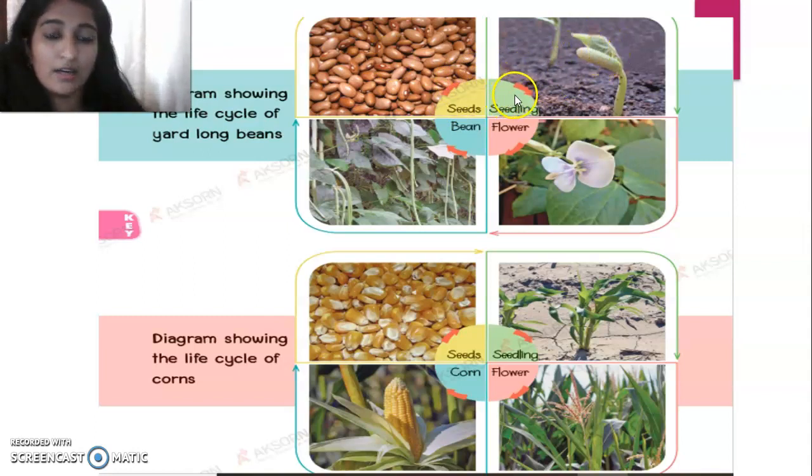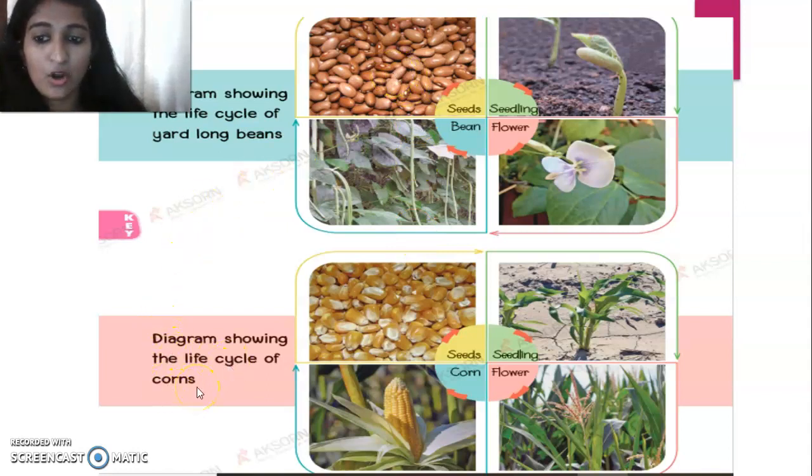The plant will grow and we will get flowers. The third stage is flowers, and after flowers we will get the beans. You can see the long beans. Inside the long beans we have the seeds. The seeds, seedling, flower, beans. This is the life cycle of long beans.